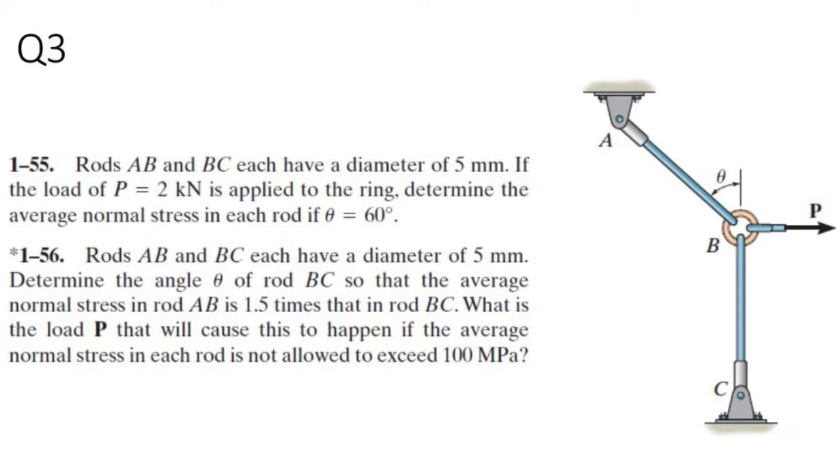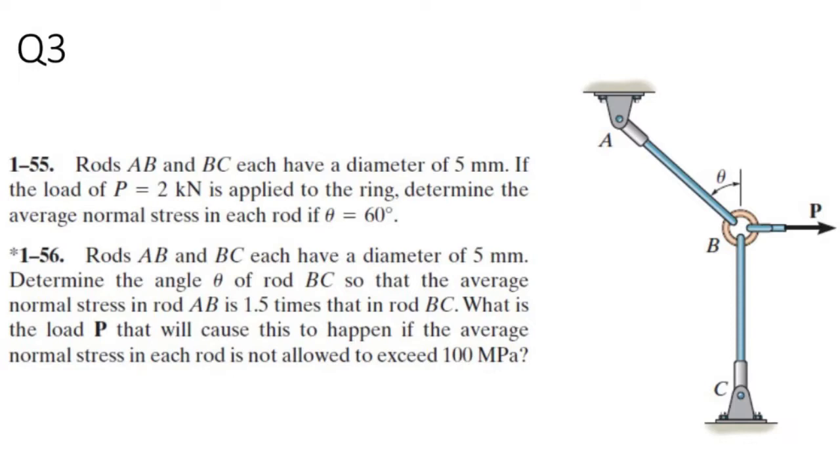P is not given. What is given is that the average normal stress in each rod is not allowed to exceed 100 MPa. This means the maximum these rods can handle is only 100 MPa. From here we gather all the information in the question. Since we do not know P or theta, what we must find is the angle of rod BC.